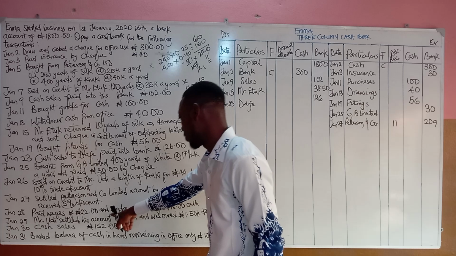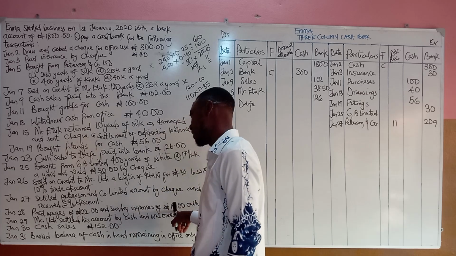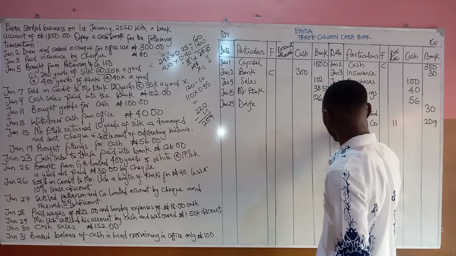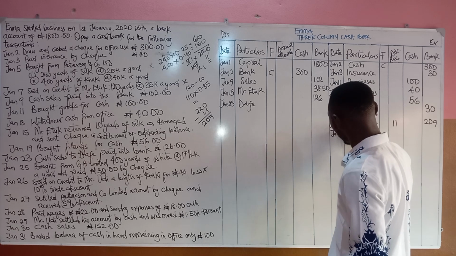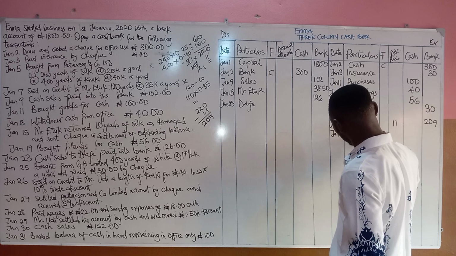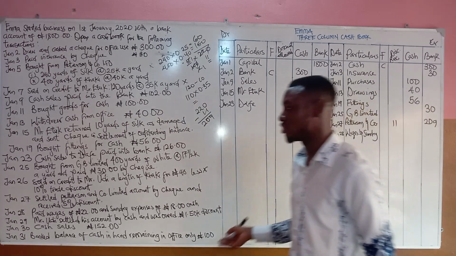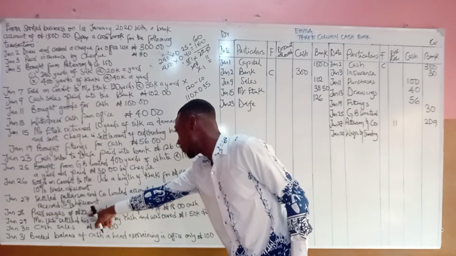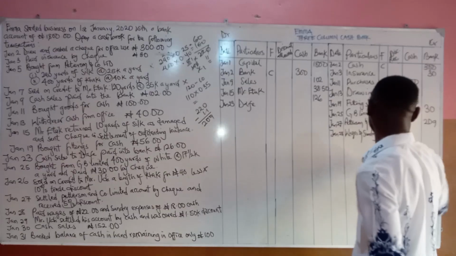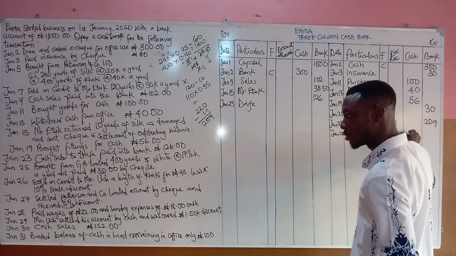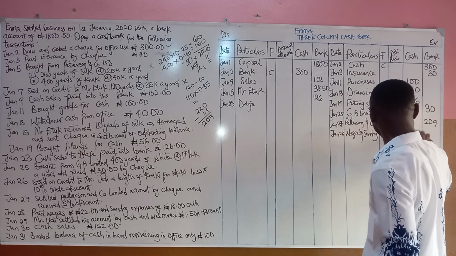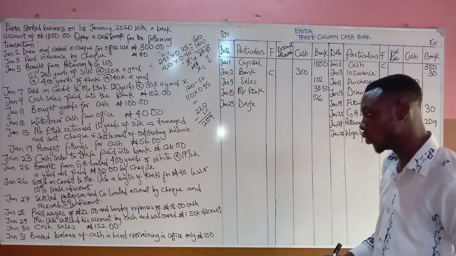Now we come down to 28. Paid wages of 22 naira and sundry expenses of 18 naira cash. That is an expense. January 28. We have wages and sundry. So I'll just add them together because the transaction was made on the same day. 22 naira plus 18 naira, that is 40 naira. So this will give me paid by what? It was paid by cash. So I'll record the 40 naira under my cash column.